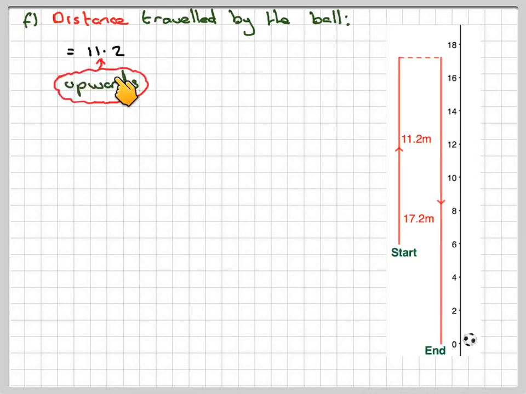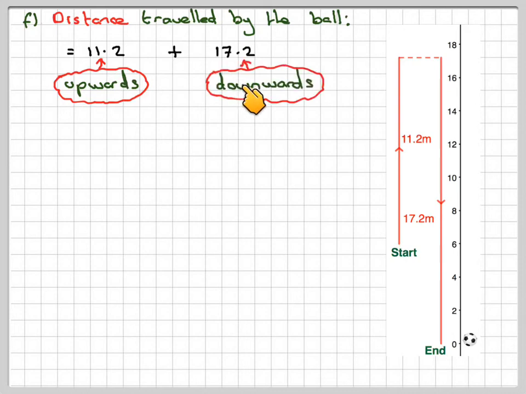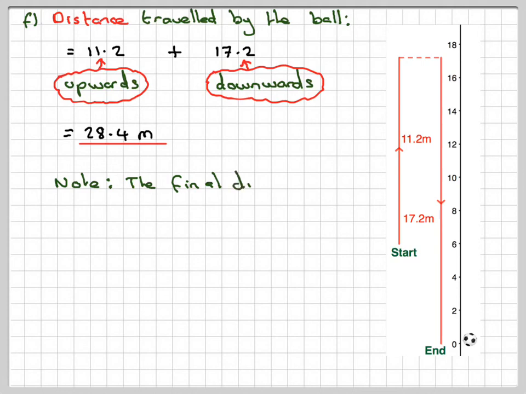So it gives me 11.2 upwards, and because distance is a scalar quantity, we don't have to worry about direction, 17.2 downwards, and that gives me an answer of 28.4 meters. However, note the final displacement is equal to minus 6, because it is minus 6 from its starting position.